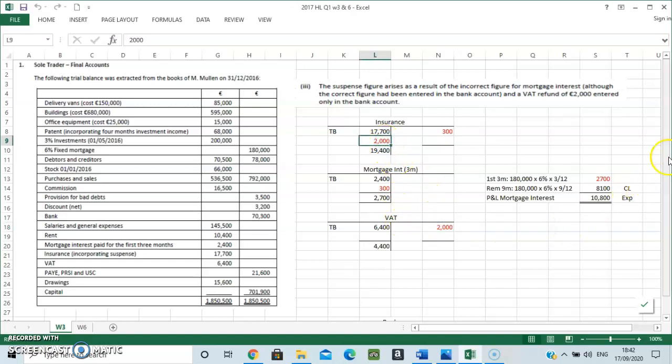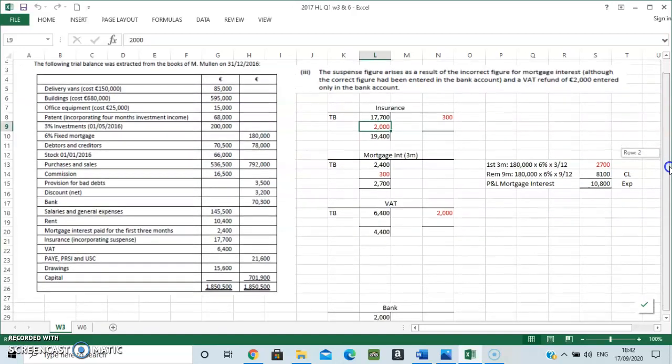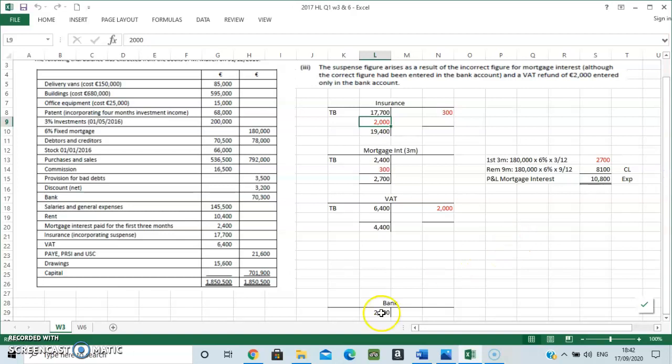One handy way of knowing that VAT refund again is if you have a look at the bank account, and I'm just drawing one down here for you. If you have a look at the bank account, of course a refund to us will be money in on the debit side of the bank account. So therefore it leads us to understand that it's money out in the VAT account or on the credit side of the VAT account, reducing the asset. If somebody owes you 6,400 and they then pay you 2,000, now they only owe you 4,400.